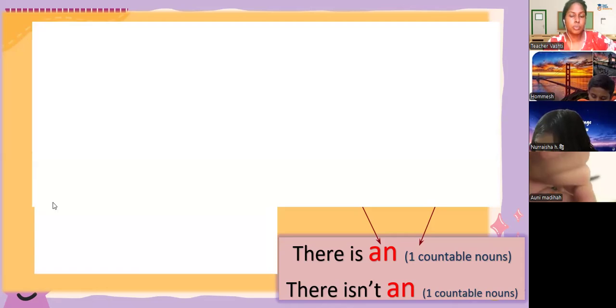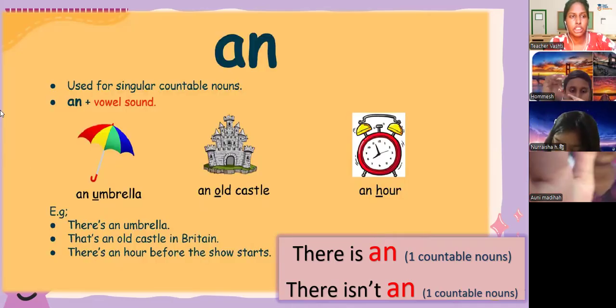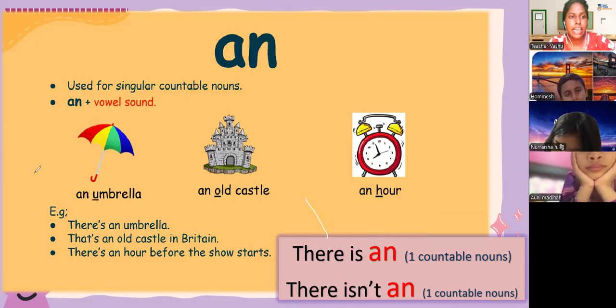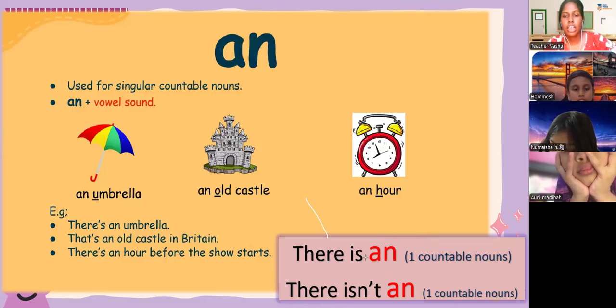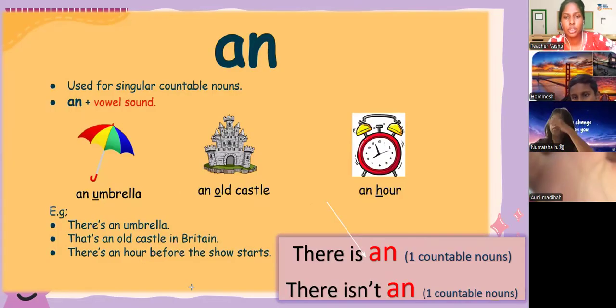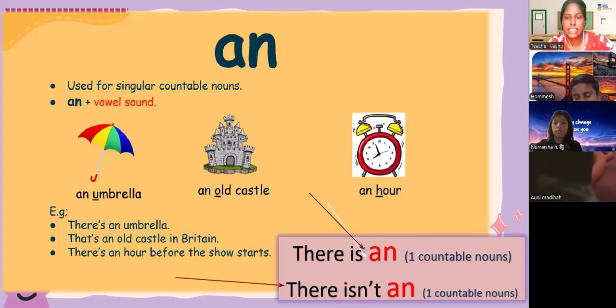Okay, are you done? You should be done by now. Okay, good. So, when do you use an? Jika ada, you say there is an orange. Kalau tiada, you can say there isn't an. Okay? Kalau ada, you say there is. Kalau tiada, you say there isn't.